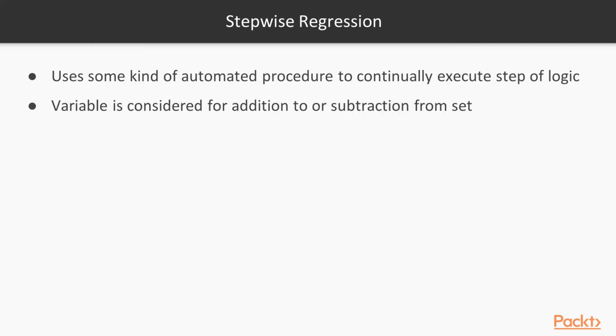Stepwise regression. Stepwise regression is a technique that uses some kind of automated procedure to continually execute a step of logic. That is, during each step, a variable is considered for addition to or subtraction from the set of independent variables based on some pre-specified criterion.